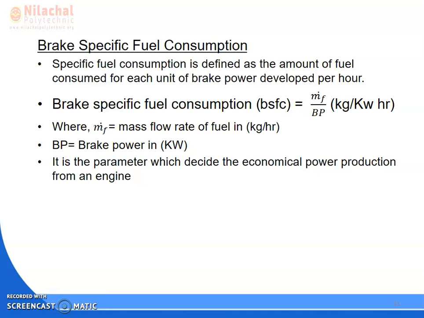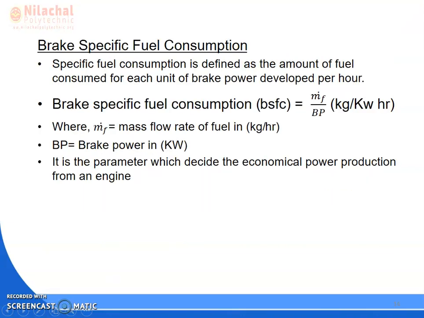So brake specific fuel consumption, BSFC, is equal to the mass flow rate of fuel in kg per hour divided by brake power. M dot F means mass flow rate of fuel. That means time will be divided here: mass flow rate of fuel divided by brake power. That gives us brake specific fuel consumption. The unit is kg per kilowatt hour. And this parameter decides the economical power production from an engine.